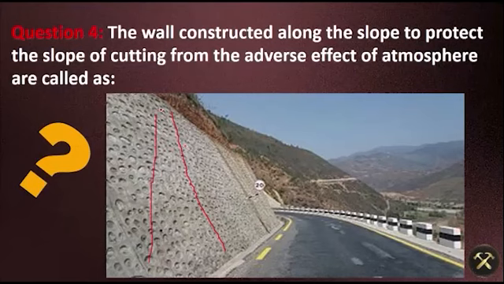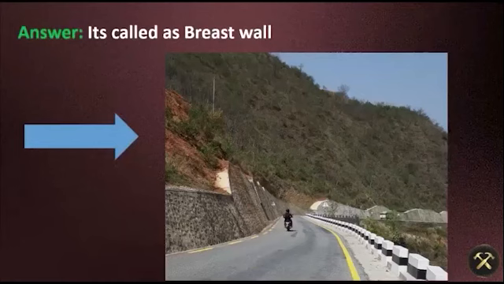The purpose of this wall is only to resist the slope cutting, to protect the slope cutting, because if there is rain or something, the slope can cut and fall on the road. So what is that wall called? What is the name of this wall? The correct answer is it's called a breast wall.